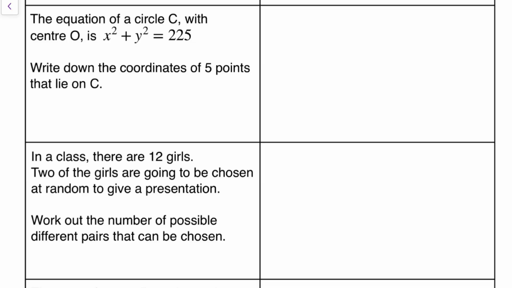Next question. The equation of a circle C with centre O is that. Now, I would note that therefore straight away it means my centre is 0, 0, and my radius is the square root of 225, which is 15. Good idea to know your squares. Things like this will help. Then it says write down the coordinates of 5, not just 1 or 2, but 5 points that lie on C.